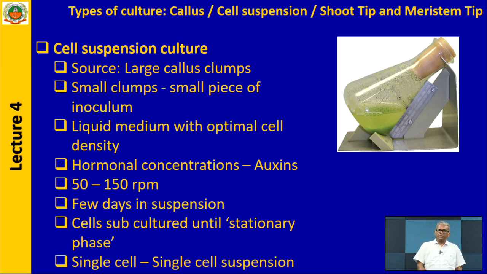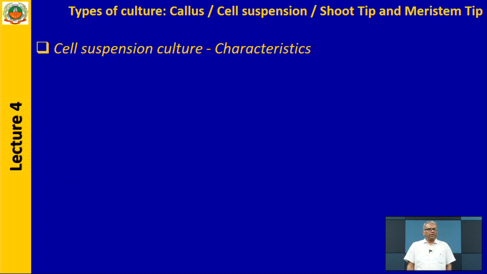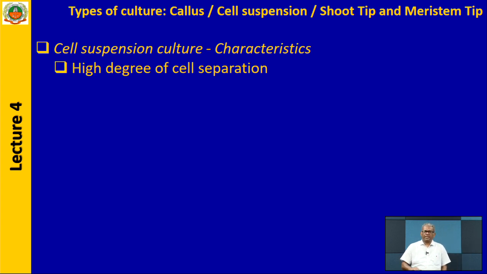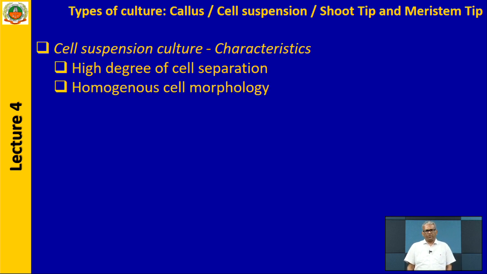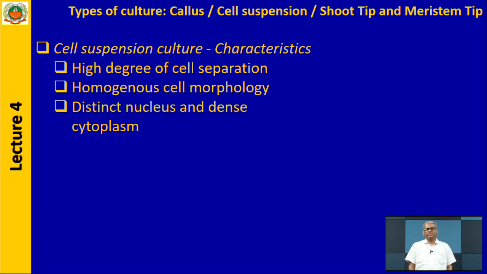If we are able to develop suspension cultures from a single cell, it is going to be uniform and is called a single cell suspension. The characteristics of cell suspension cultures include a high degree of cell separation. They are of uniform cell morphology. They have a distinct nucleus and a dense cytoplasm, which is a mandate for a callus.